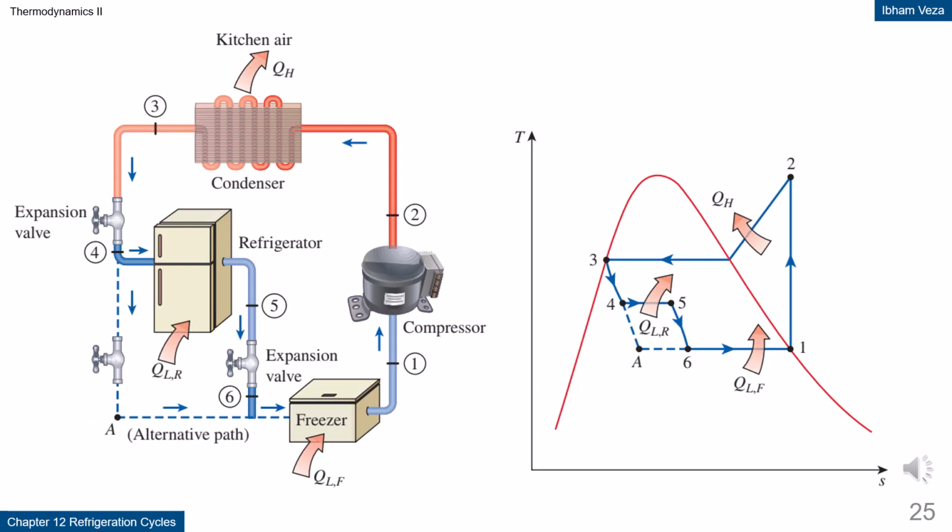Refrigerator freezer with single compressor. This system uses a single compressor to serve two compartments with different temperatures, namely the refrigerator and the freezer. The refrigerant flow is split using two different expansion valves. Each compartment absorbs heat according to its requirement. QLR for the refrigerator and QLF for the freezer. The TS diagram shows two cooling paths within one cycle. This approach allows a simpler and more economical design.